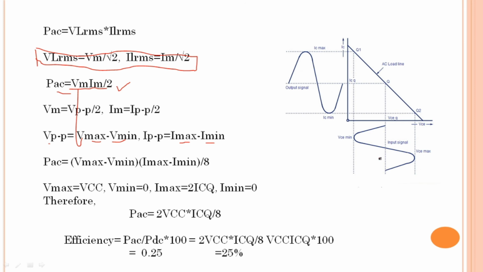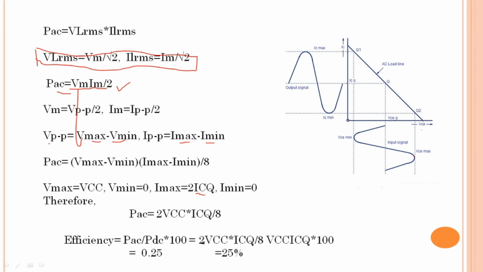Again from this waveform we can calculate the maximum value of V, which will be VCC, and the minimum will be 0. The maximum I will be twice of ICQ. This is ICQ and this is twice of ICQ, and the minimum value will be 0. So V max is VCC, V minimum is 0, I max is twice of ICQ and I minimum is 0. Then putting all these values we get PAC is twice of VCC into ICQ by 8.